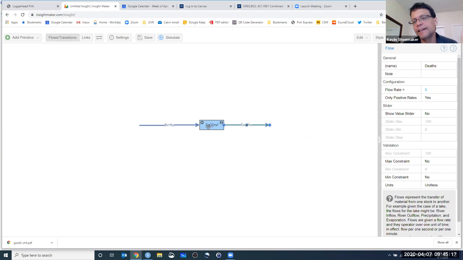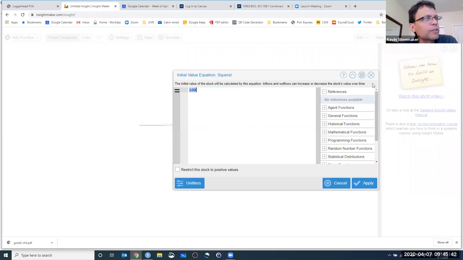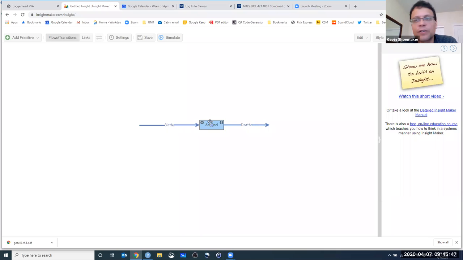Because if there's 10,000 squirrels and the death rate is 5%, you're gonna have 500 or whatever total deaths. Whereas if you have 10 squirrels and the death rate is 5%, well, you might have 1. You might have 0 mortality. So the total death rate and the total birth rate should be dependent on the number of squirrels. So there's this dependency here that ends up producing exponential growth.